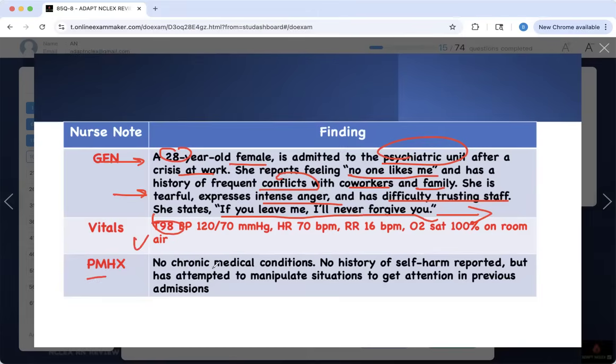Past medical history, he has no medical history. No history of self-harm, very important, not suicidal, but he has attempted to manipulate situations to get attention in previous admissions. Do you see it? That's your clue. You see, don't let them go. But the patient has not committed suicide, but can manipulate situations to get attention in previous admissions. When you read the question, you finish, get some clues. Figure out what is going on with the patient. And you know that this patient, you can see, right?